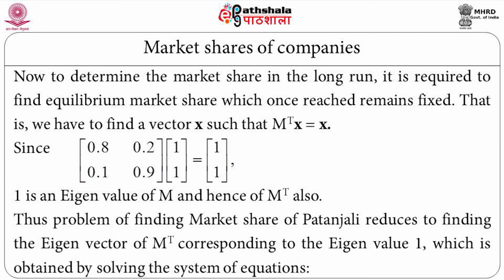Look at this now. Since you know that if I take 1 1 here, then 0.8 plus 0.2 will be 1 again. So, 1 is an eigenvalue of matrix M, and hence of M transpose also. Thus, the problem of finding M transpose x bar equal to x bar, that is, finding the market share of Patanjali biscuits, is the problem of finding eigenvectors of M transpose corresponding to the eigenvalue 1, which is obtained by solving the system of equations like this.